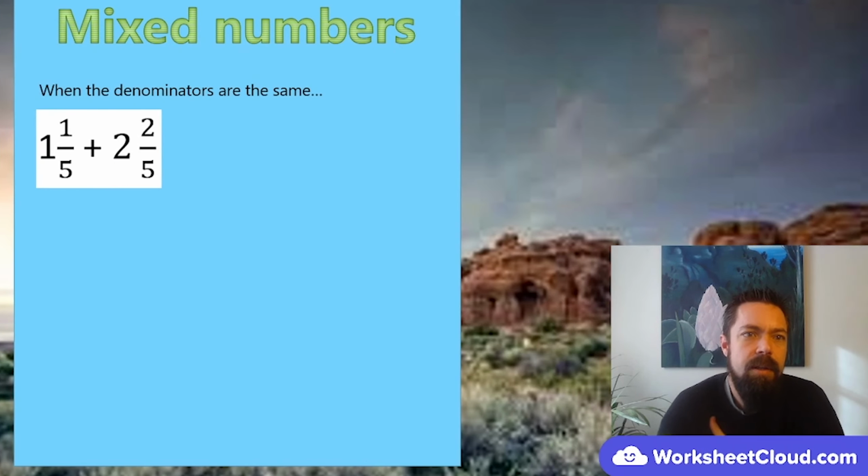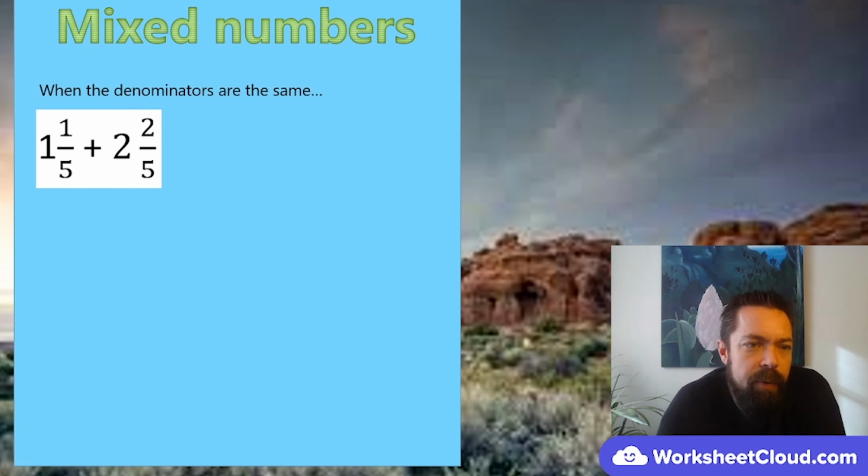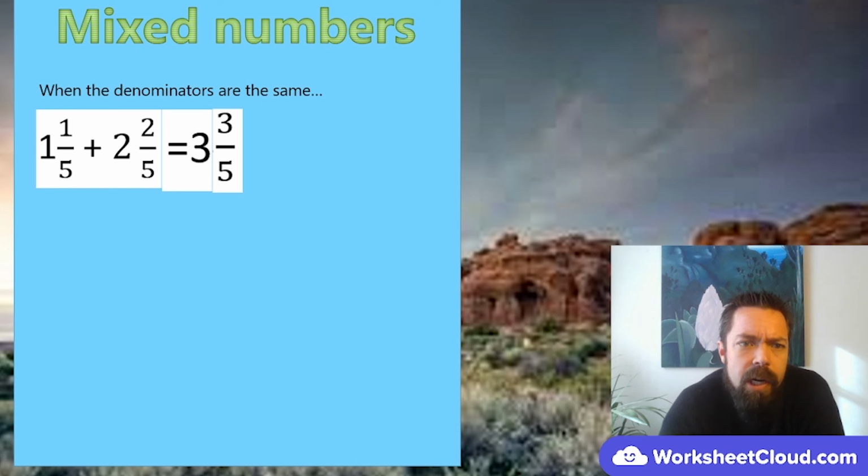Okay, so when we are adding mixed numbers, there we go, we've got 1 1/5 plus 2 2/5. Nice that the denominators are the same. This is where we'll start. I'm going to go 1 plus 2 is 3. And then 1/5 plus 2/5 is 3/5. It's literally as simple as that. Straightforward, you just have to add the whole numbers and then add the fraction part.